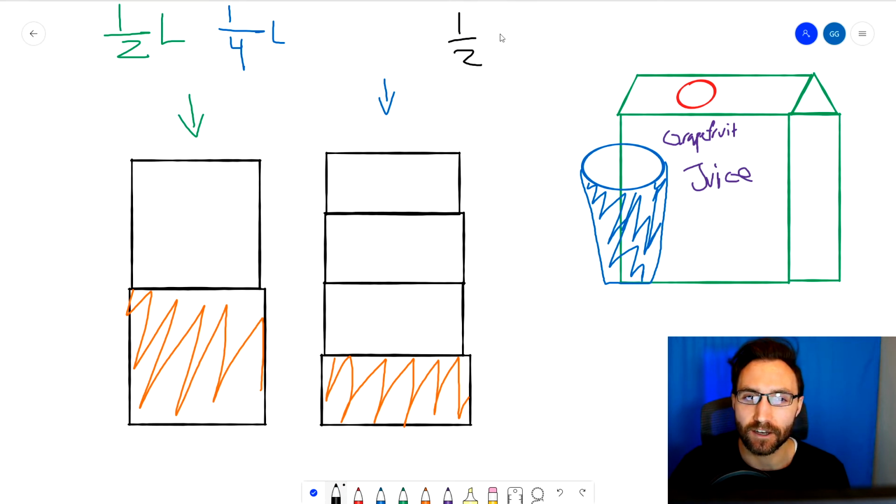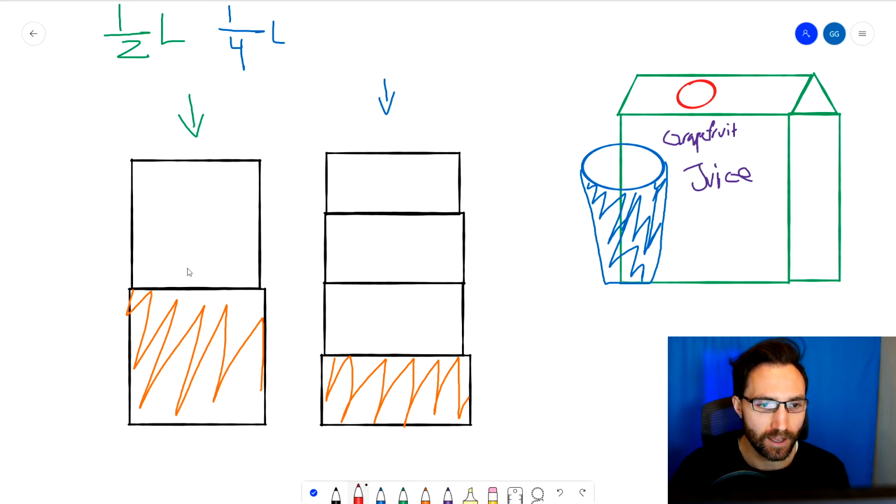Do we add the denominators together? Does 1/2 plus 1/4 equal 6? No. How do we add 1/2 to 1/4?